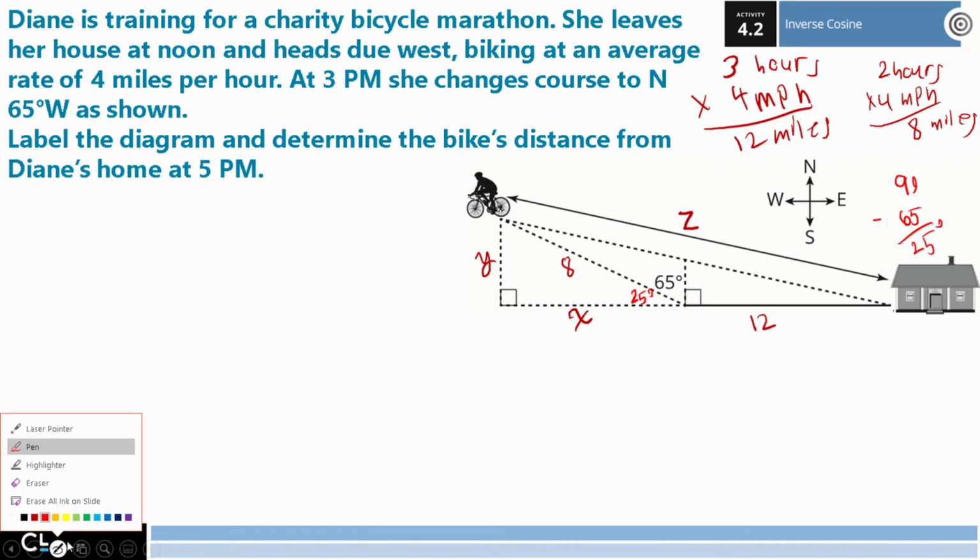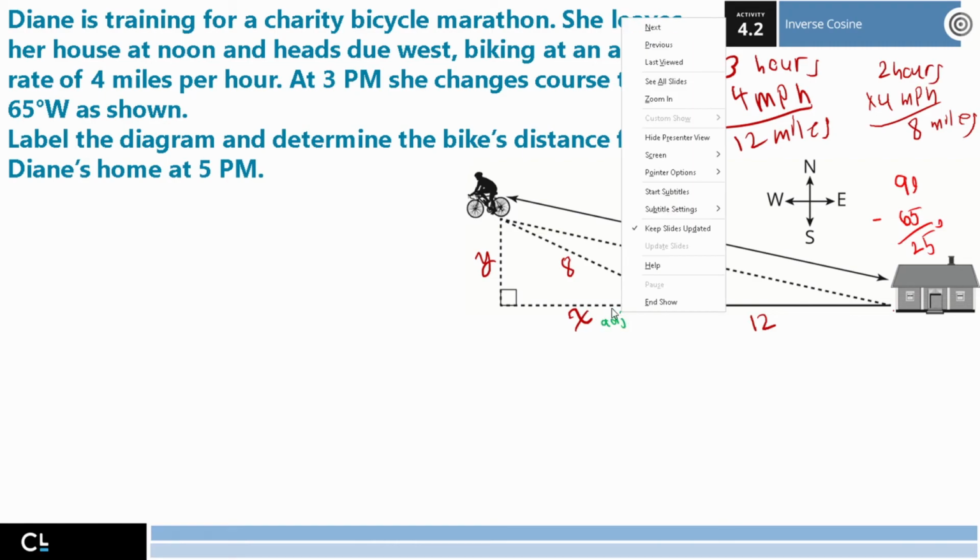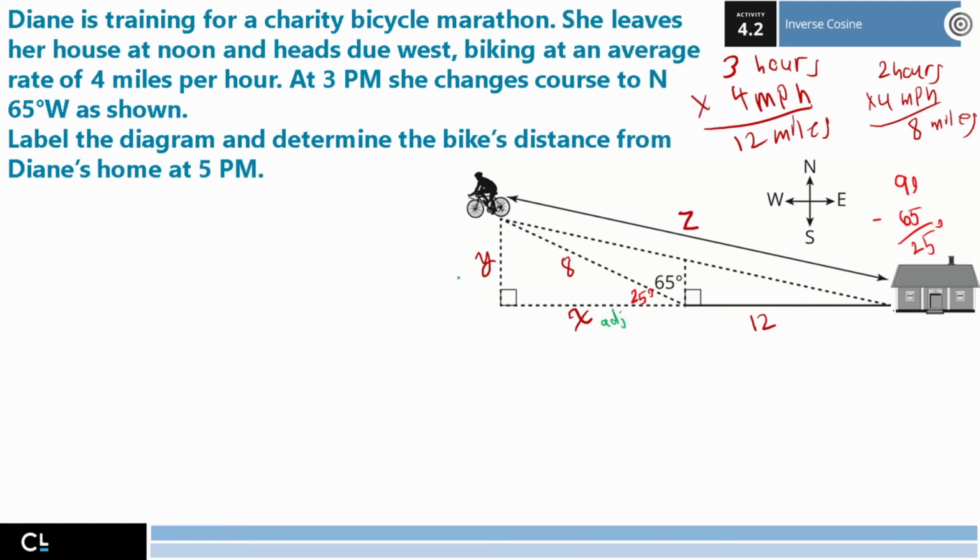So first, let's find X. Well, if we look in this right triangle here, we want to find using our 25 as our reference angle. So X is adjacent. Y is going to be opposite. And 8 is my hypotenuse, right? So with that information, let's find X first.